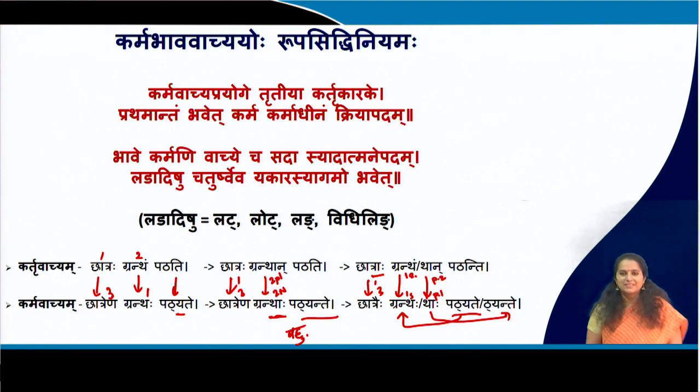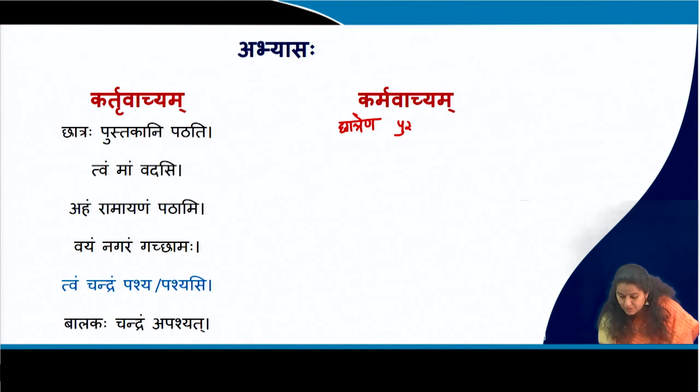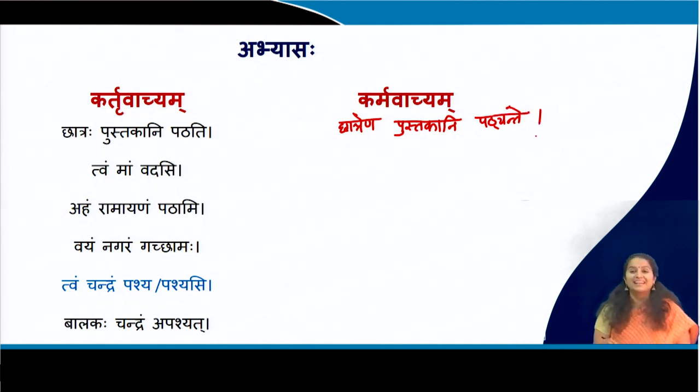Astu, spashtamasti. अभ्यासं कुर्मः किञ्चित्. So let's do some practice here. छात्रः पुस्तकानि पठति. किं भवति? छात्रेण. Okay, Prathama Tritya Bhavati. Pustakani, we cannot really see the difference, so it will stay the same. Although in this case, it is the Prathama Vibhakti now. Pustakani and Pathyante. Uttamam. Okay, so it becomes Pathyante.